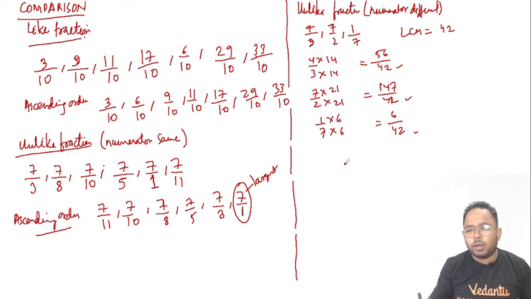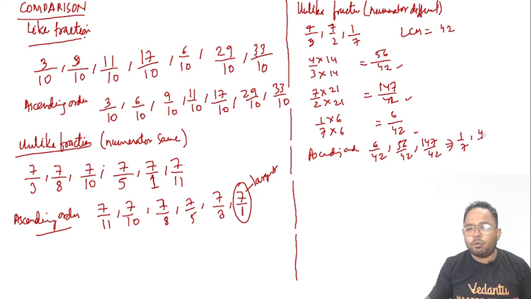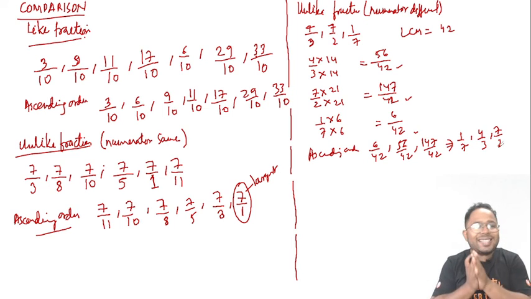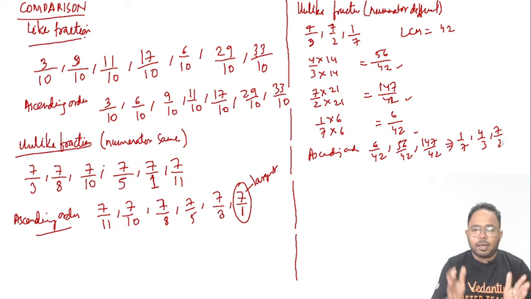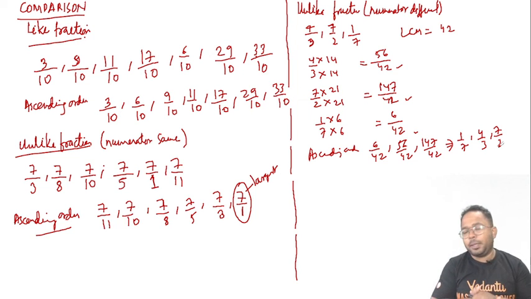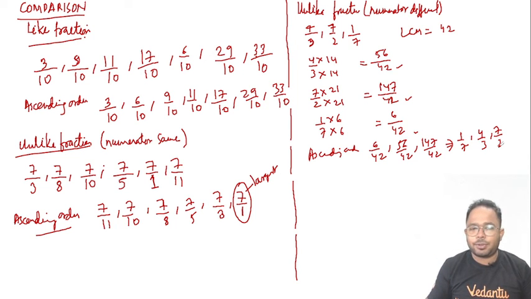147/42 है ना. तो अगर हम लोग उसको असेंडिंग ऑर्डर में लिखते हैं, तो आएगा 6/42 पहले, फिर आएगा 56/42 एंड देन 147/42. तो दैट गिव्स व्हाट? 1/7, then 4/3 and ultimately 7/2. So this is how we can convert and compare between the fractions.